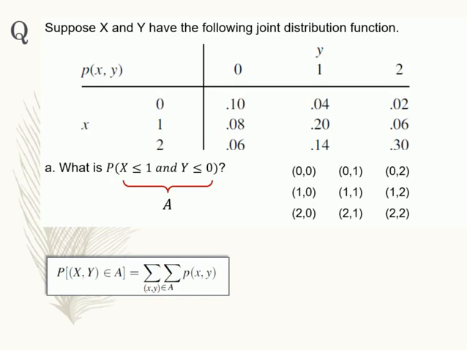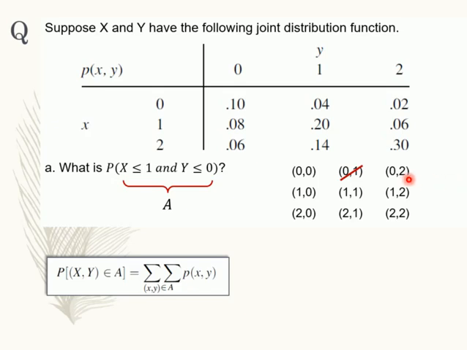In order to check which values are in A, you just go one by one. 0, 0 is in this set. Both of them, 0 is less than or equal to 1 and 0 is less than or equal to 0. If you go to the next value, 1 is bigger than 0. So that observation doesn't belong to the set A.